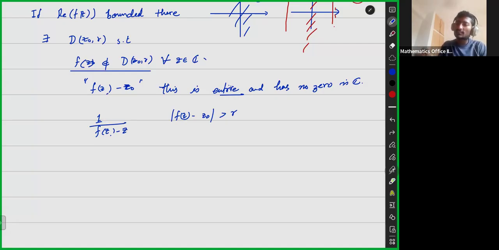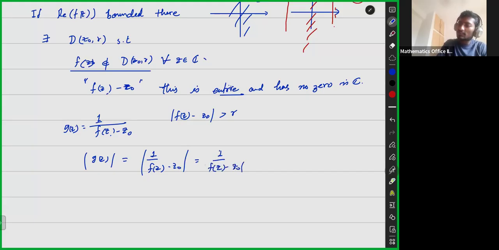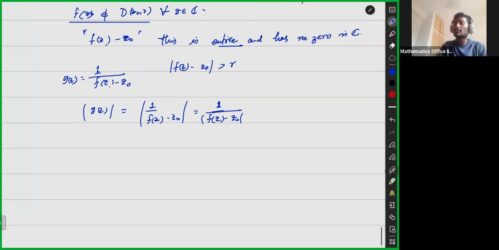Now what about this? If you consider this as our g(z), the modulus of g(z) is the modulus of 1 upon f(z) minus z not. So this is 1 upon the modulus of f(z) minus z not, and this modulus is always less than or equal to 1 by r. Fine. This implies g(z) is constant.